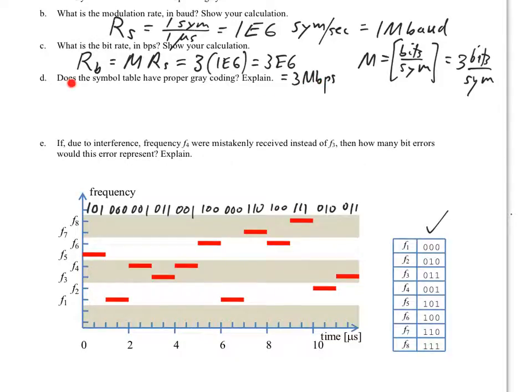Okay, so next part D says, does the symbol table show proper gray coding? Explain. In the symbol table here, we're going to go bit by bit, and ask how many changes there were from one frequency to the other. We can see that there was only one change in the second bit, one change in the third, one change in the second, one change in the first, from 0 to 1. From 5 to 6, there was only one change in the third bit place. From 6 to 7, only one change in the second place. And finally, from 7 to 8, only one change in the third place. And since there's only one bit difference between adjacent frequencies, we are properly gray coded. Only one bit changes for adjacent frequencies.